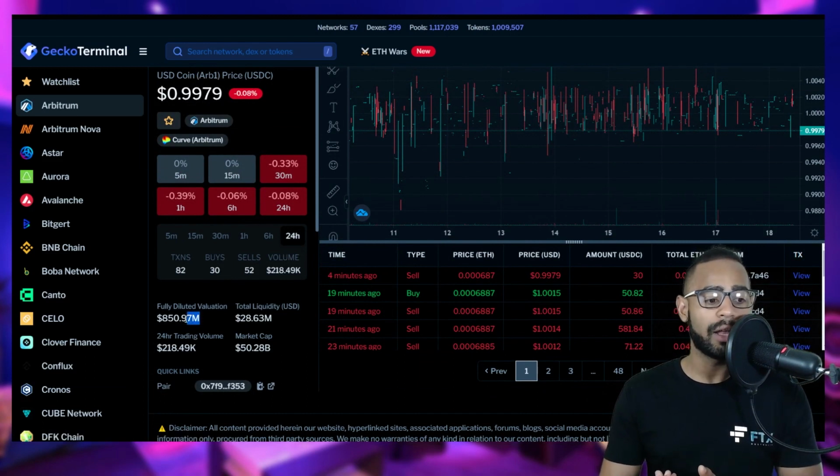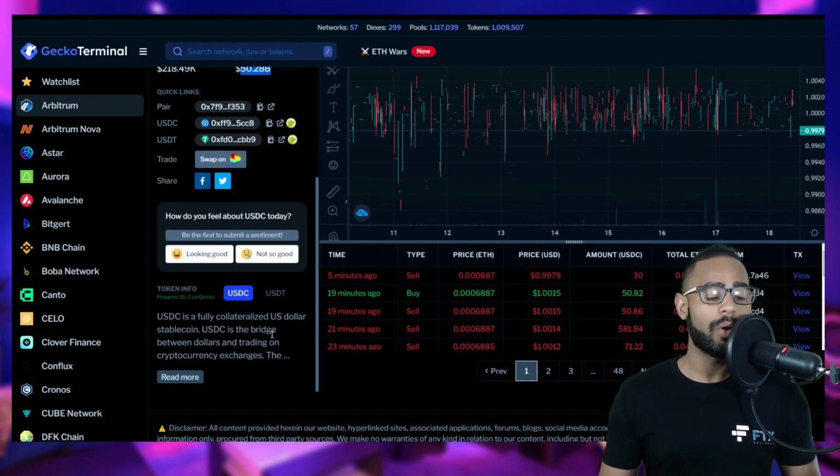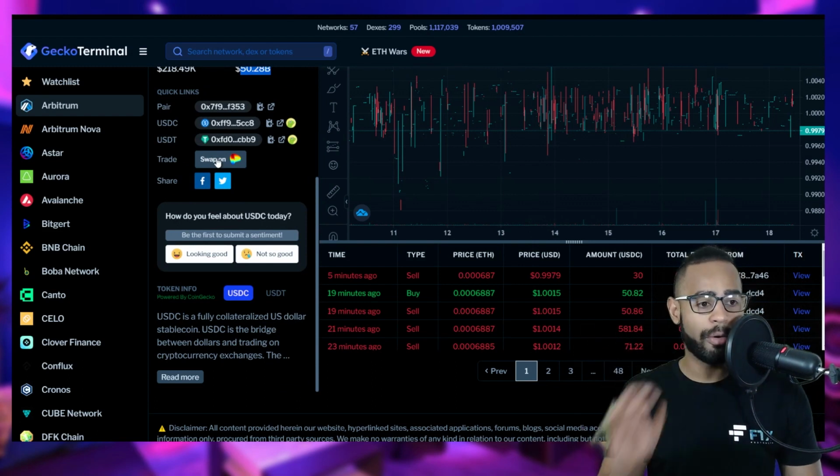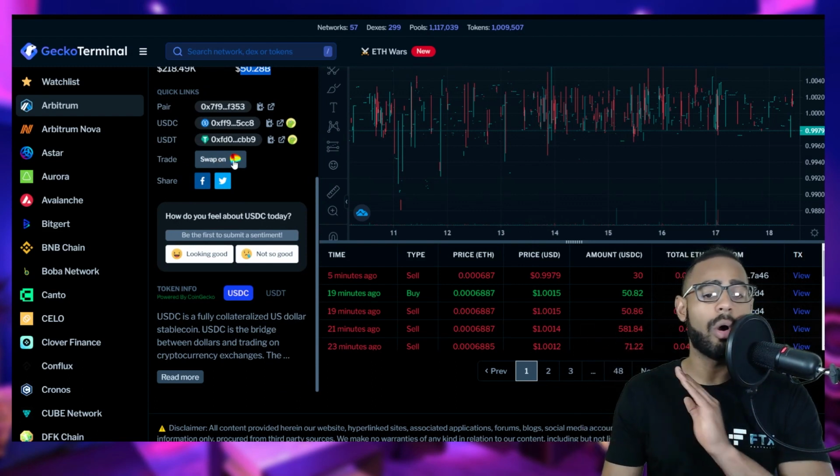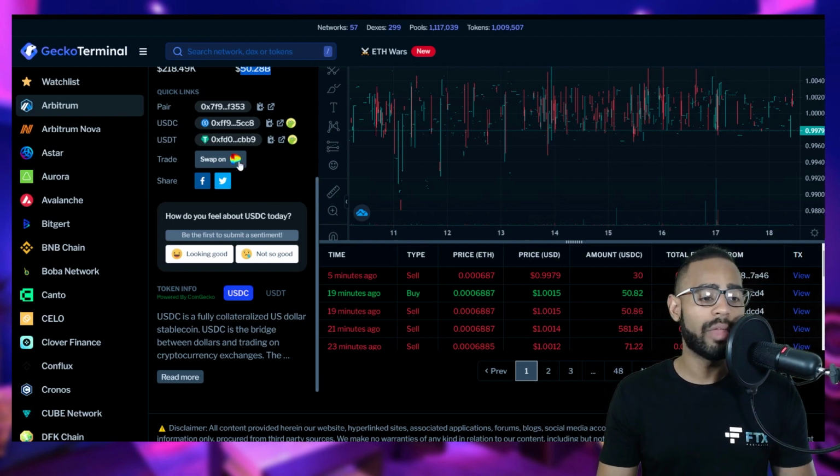You can see the fully diluted valuation is 850. The total liquidity is 28 million. 24-hour trading volume, 218,000. And the market cap is $50 billion. You can do a few more things. You can actually click on this to go and swap yourself on the protocol. You can do this on each and every other pool that we've identified here.